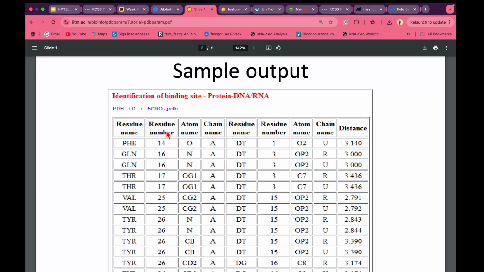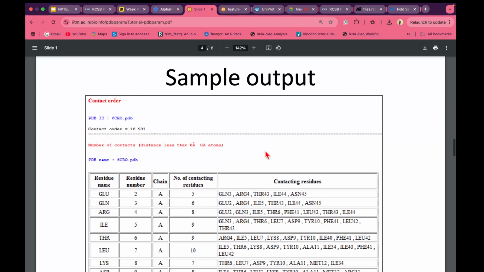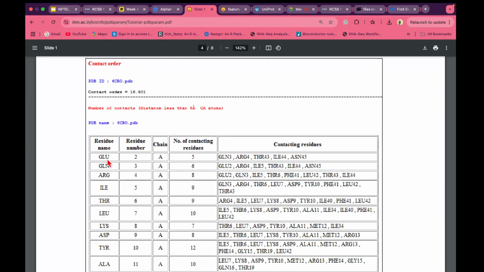So we have residue name, residue number, atom name, chain name, residue name. Again, this is for identification of protein binding site. So in terms of contacts, we see here a residue name, glutamic acid at residue position 2 in chain A, has number of contacting residues of 5. So these residues are glutamine 3, arginine 4, threonine 43, isoleucine 44 and asparagine 45.